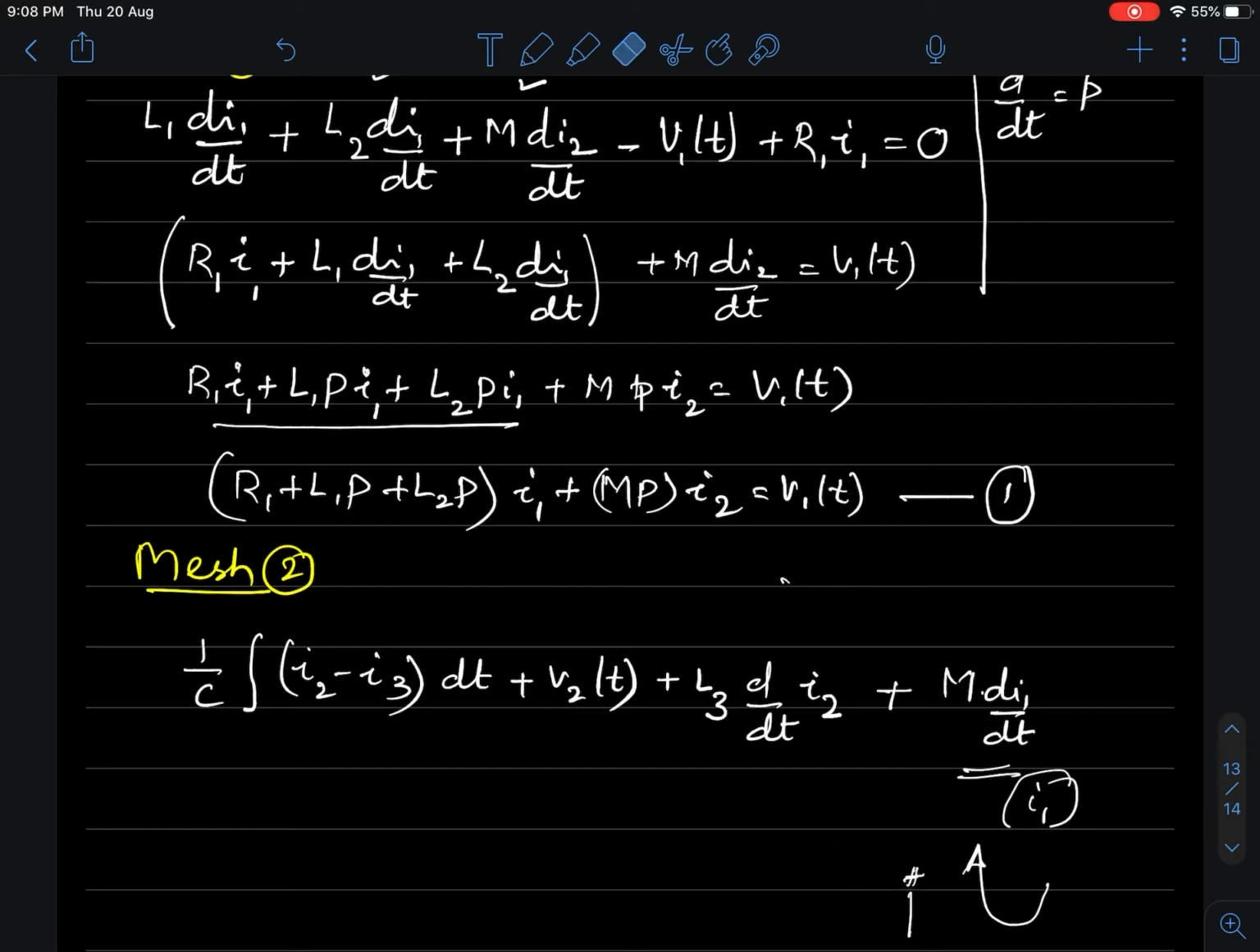So you need to put proper polarity and proper magnitude for the mutually induced EMF, and you have come back to the starting point, so that is equal to 0.